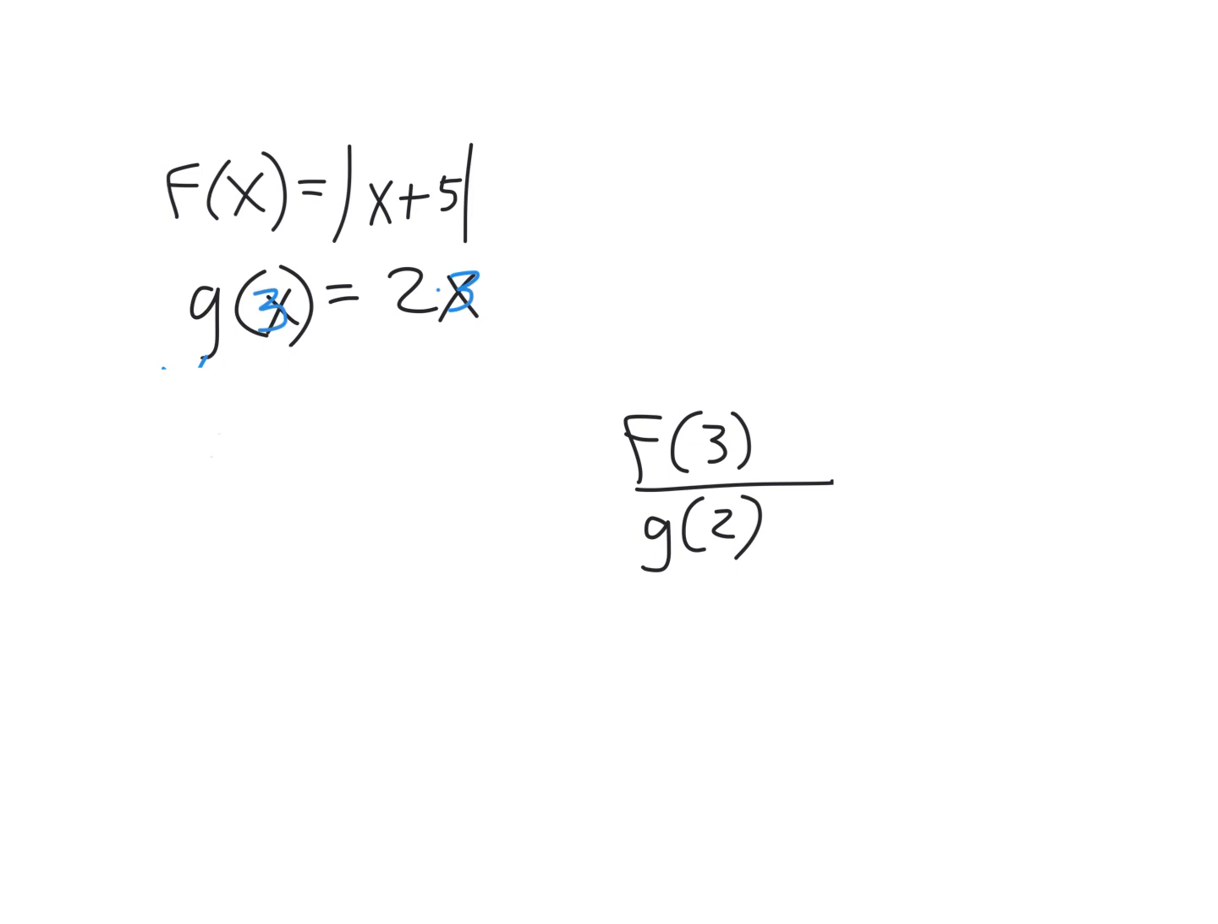Start with f of 3. Stick 3 into the f function. 3 plus 5 is 8. What do those absolute values do? They make it positive. Well, it already was positive. So what's the answer? 8.